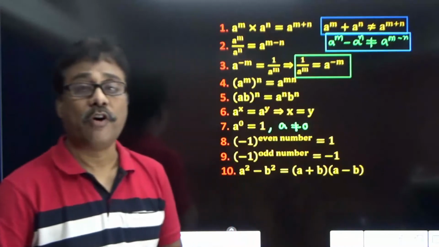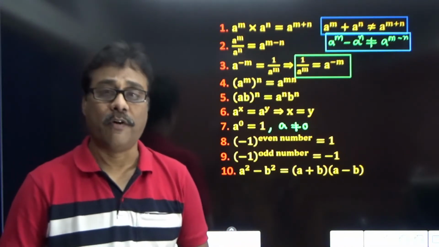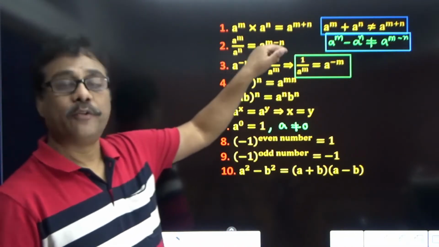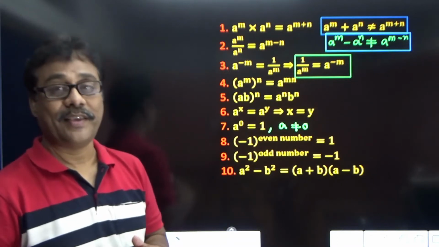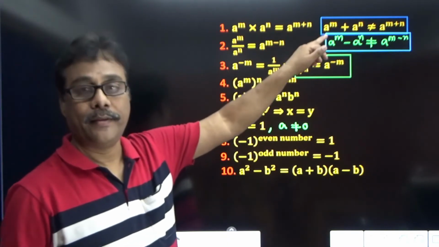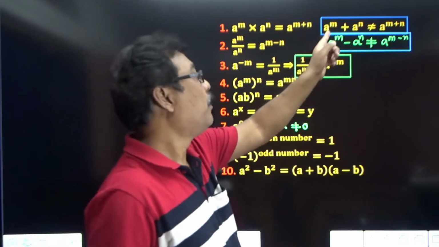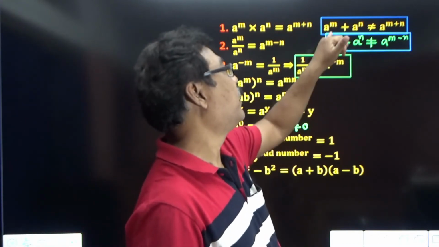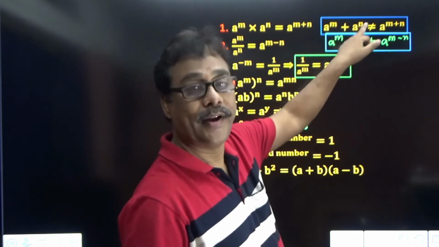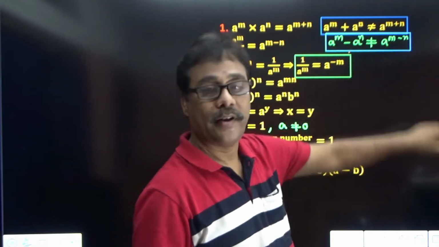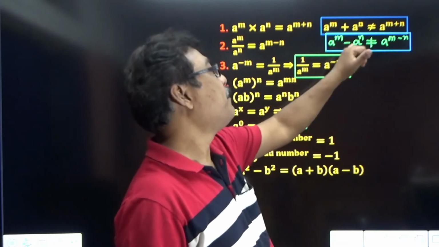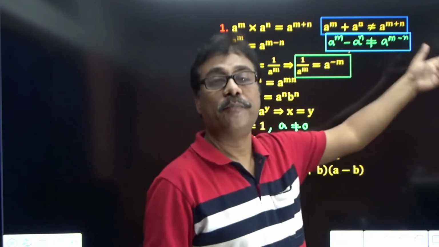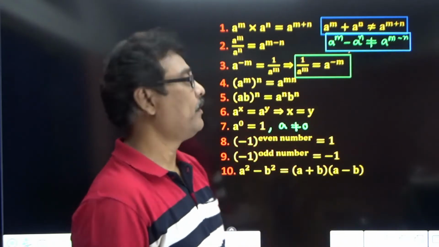Now let us see some formula related to this exponent form. A to the power m into a to the power n, that is base is same, then power will be added. Remember, this is not the formula that is associated with this exponential form. A to the power m plus a to the power n is never going to be a to the power m plus n. Similarly, a to the power m minus a to the power n is not going to be a to the power m minus n. There is no formula like that.